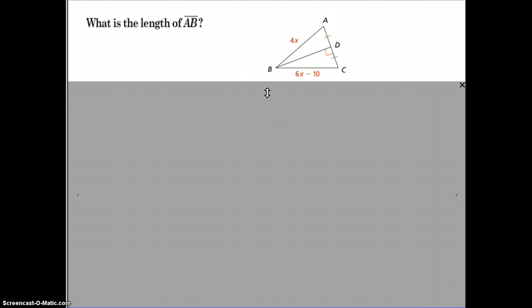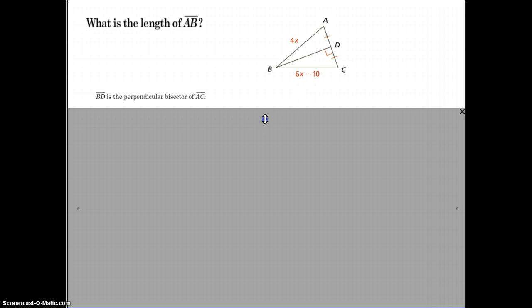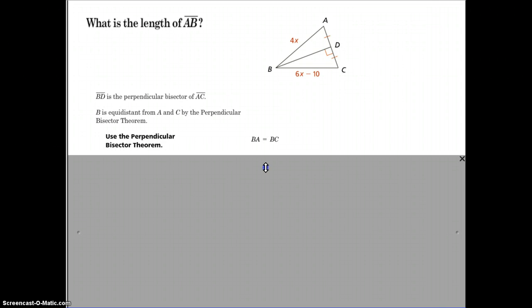Here, we want to know what is the length of segment AB. And we know that BD is a perpendicular bisector of segment AC because we're given our little tick marks here. Segment AD is congruent to segment CD, and we're also given our right angle box to show that it's perpendicular, which means that B is equidistant from A and C by your perpendicular bisector theorem. So if we use our perpendicular bisector theorem, we know that the length of BA equals the length of BC.